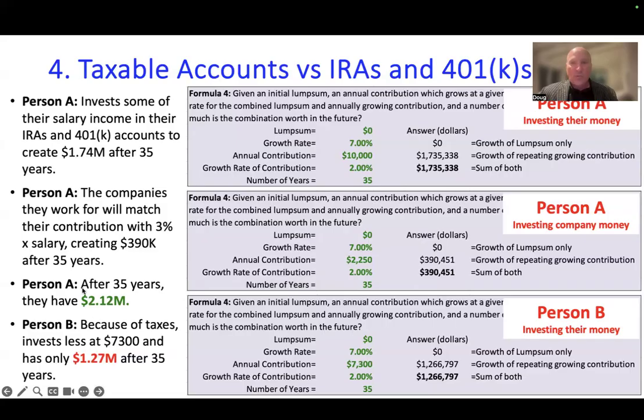Person A is at $2.1 million. Person B, who did not use the 401k tax deferred account, has $1.3 million, plus or minus. We're talking an $800,000 to $900,000 difference. Turns out that's incredibly valuable and really worth it, even at the higher income tax rates at withdrawal during retirement. That's a phenomenal amount of money to have.